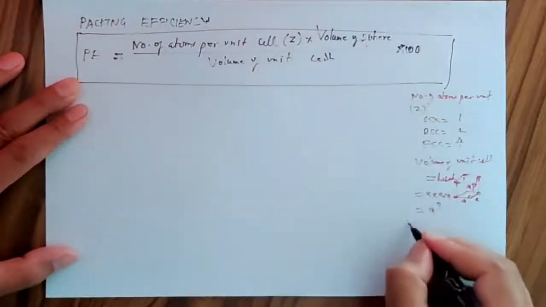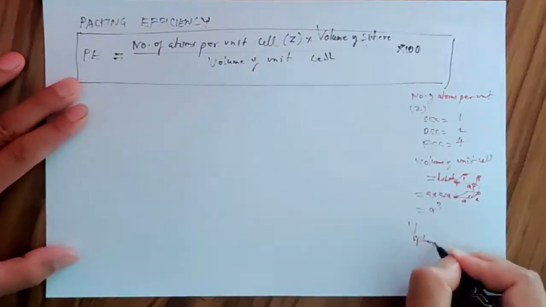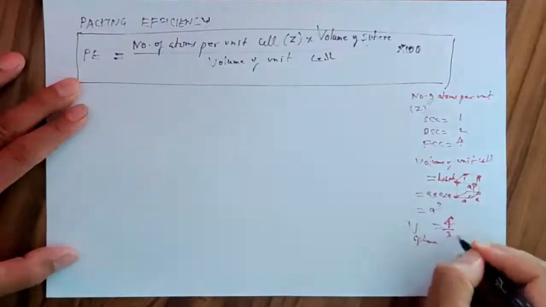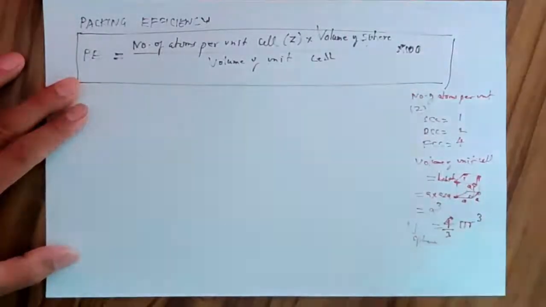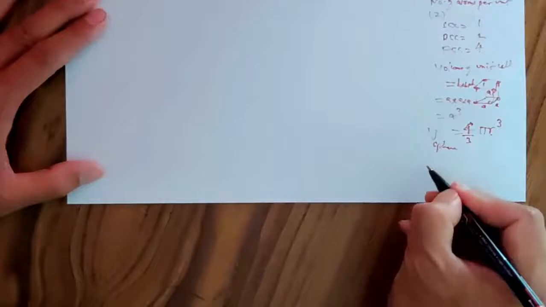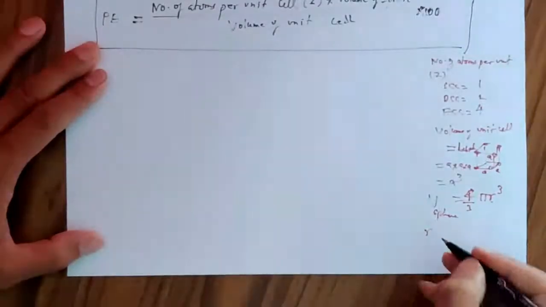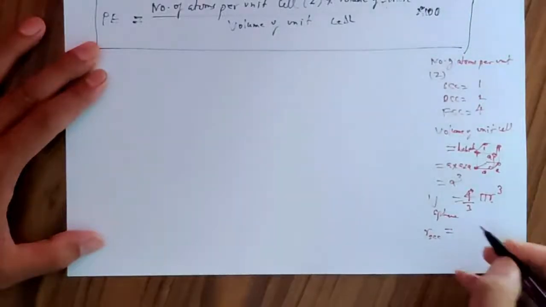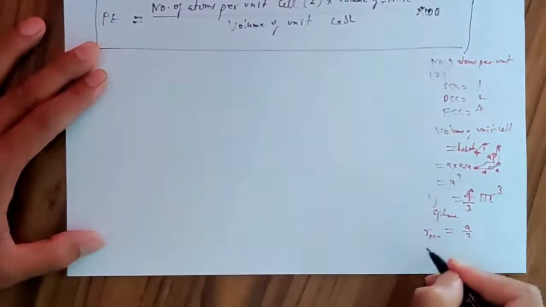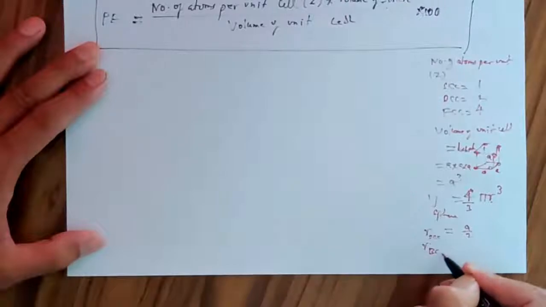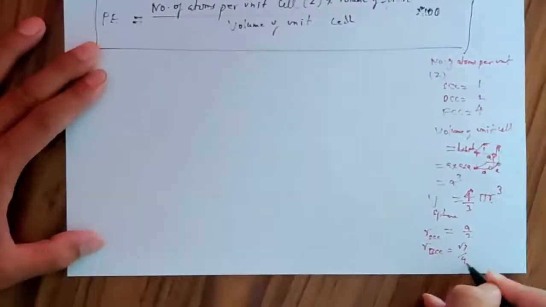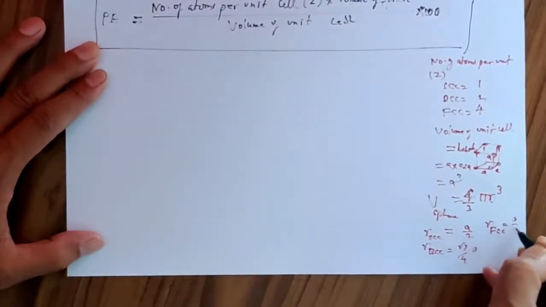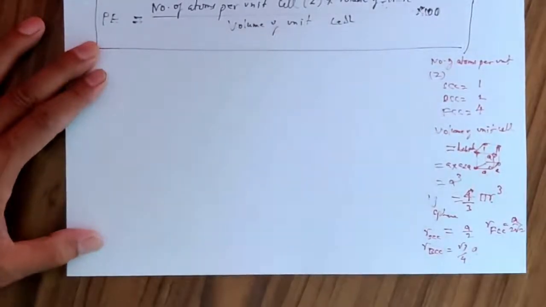Volume of a sphere, we know, is 4 by 3 pi r cube, where r is the atomic radius. Then we calculate R for each: for SCC, A by 2. R for BCC is root 3 by 4 A. R for FCC is A by 2 root 2.